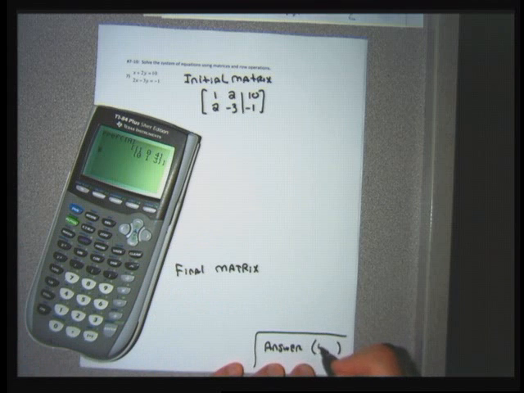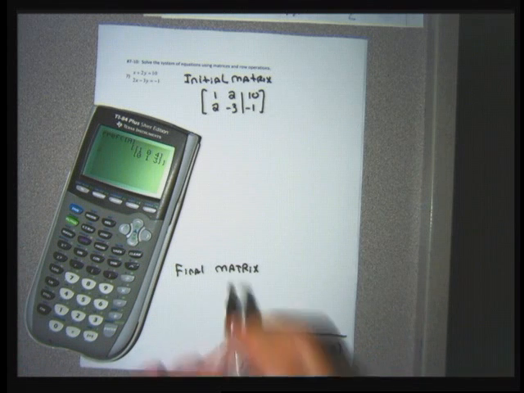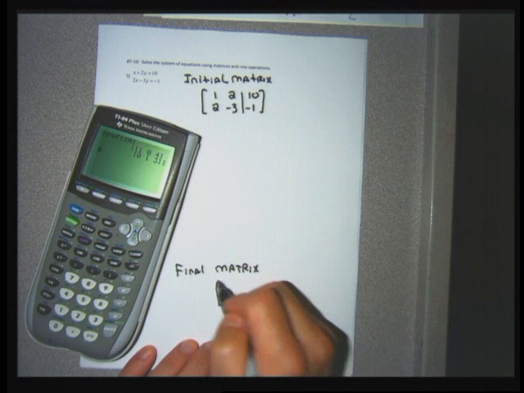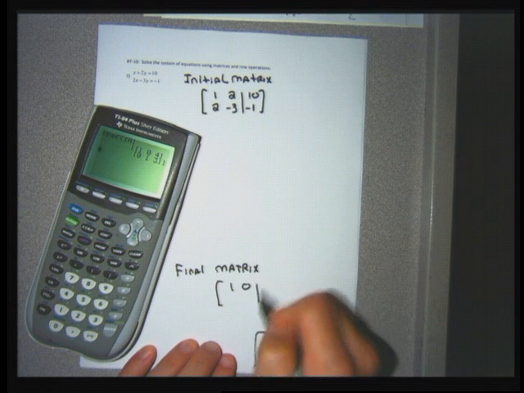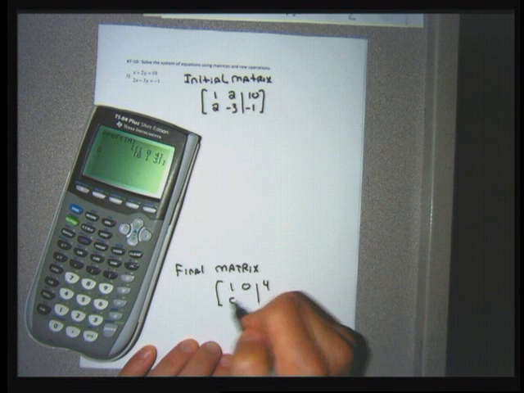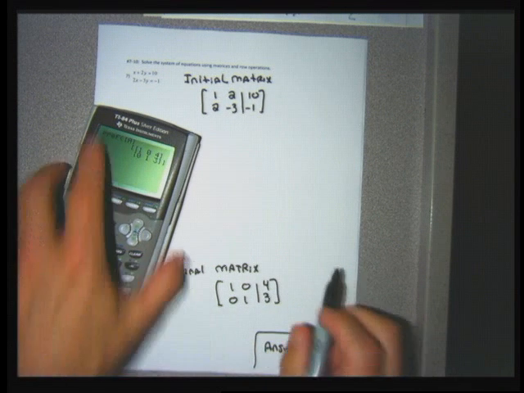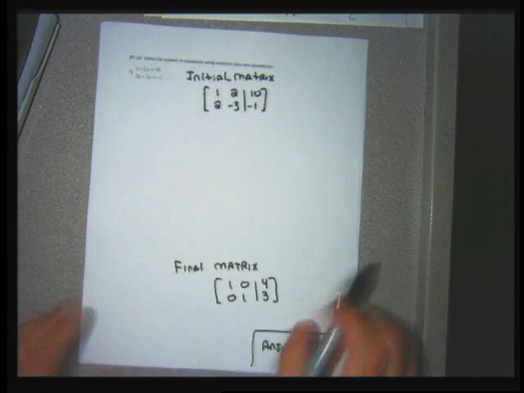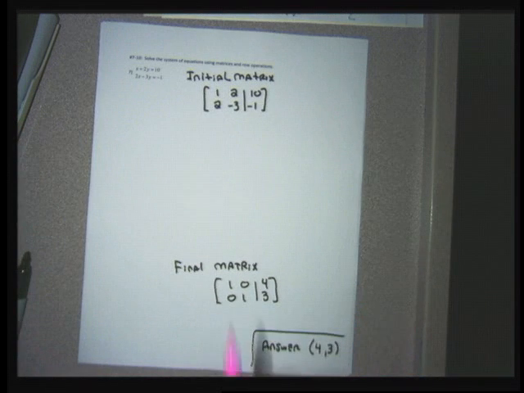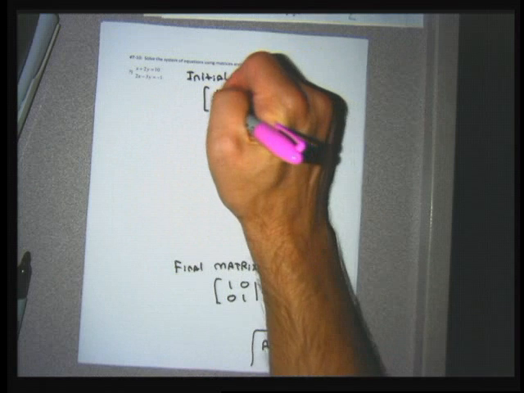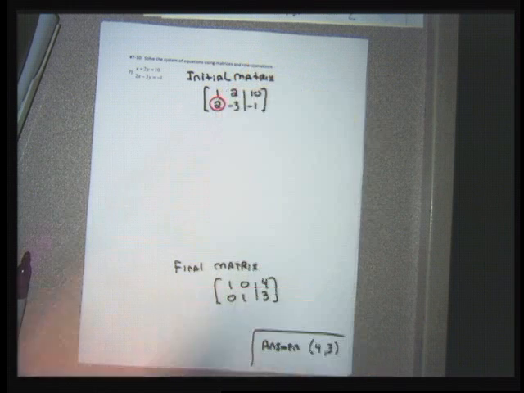Beautiful. So the answer to this is supposed to be 4, 3, and my final matrix is going to be 1, 0, 4, 0, 1, 3. If you don't show a second matrix, then you're not going to get partial credit for just having a correct answer. To get from my first to my second matrix, I need to make that a 0.